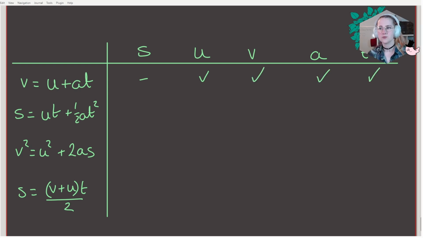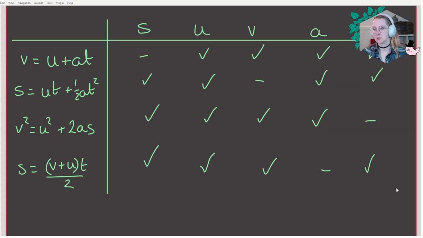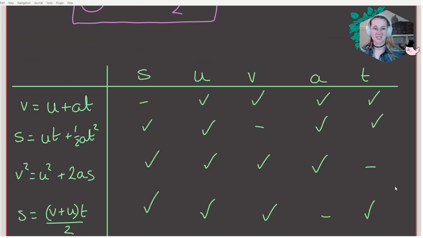The next one down, there's no V, but it does have the others. Next one, there's no time. And then the final one has no acceleration. So they're not written in an order that is helpful for my graph, but this is really useful because, sorry, I'm over the T.